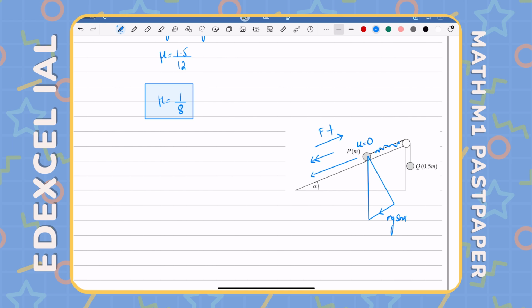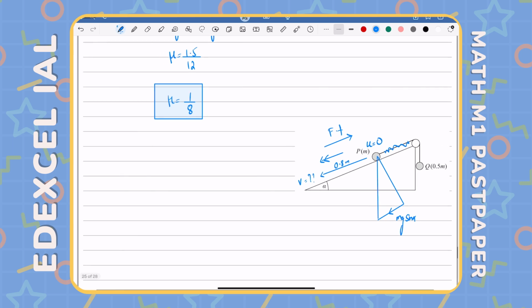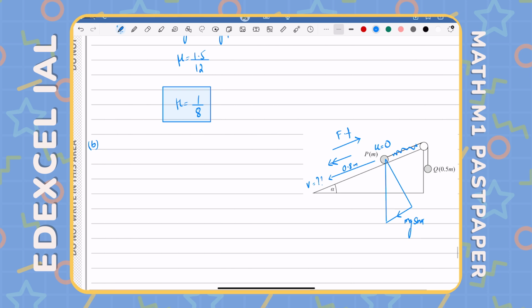According to the question, this particle slides 0.8 meters, and that is when we're supposed to find out the velocity. So first we need to find out the acceleration. This is the working for part B. To find the acceleration, we will use the net force equation. The force due to which it's moving down, mg sine alpha, minus the force acting in the opposite direction, which is the frictional force, equals mass times acceleration.